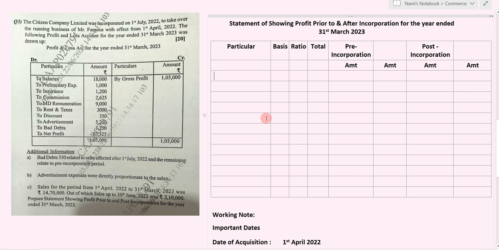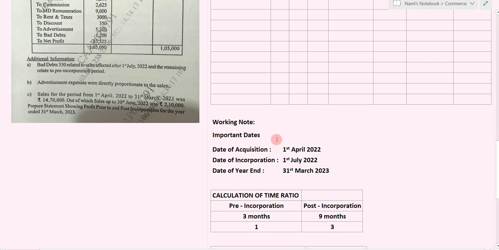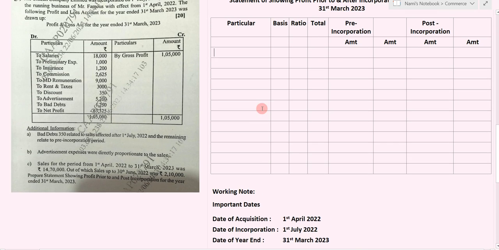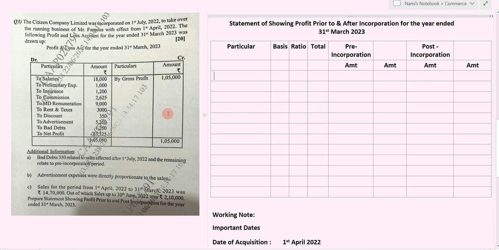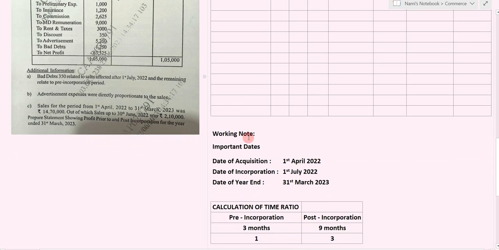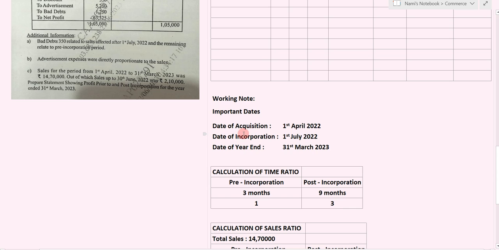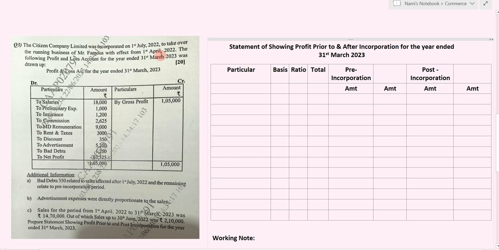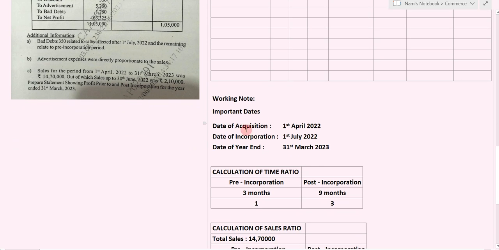Now to solve this example, first of all we have to take out some important notes. Okay, important dates. In profit prior to incorporation and after incorporation, we have to take the date on which the company is incorporated, and what is the financial year end. So here I have noted down the date of acquisition, means the date on which the business started. In the example they have said 1st April 2022. So the date of acquisition is 1st April 2022.